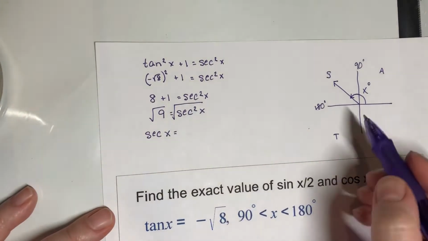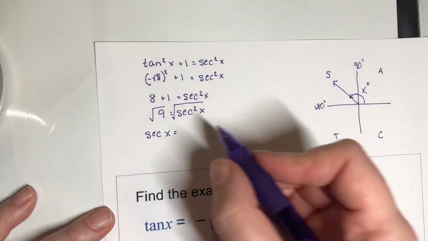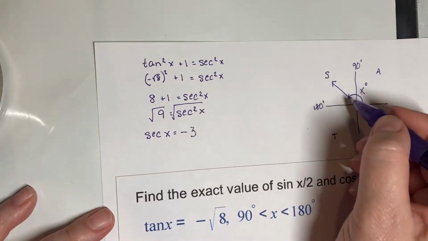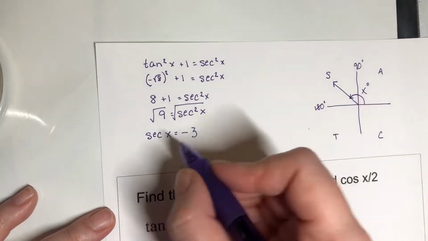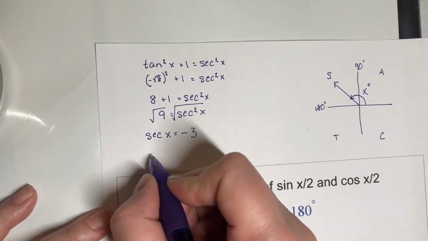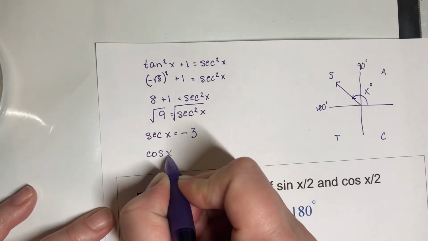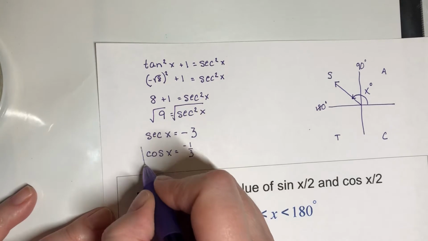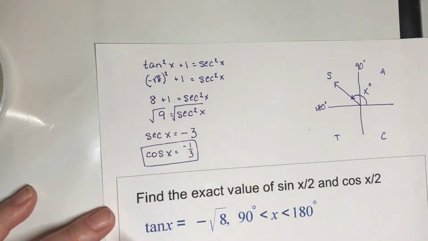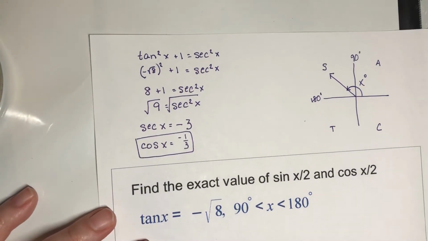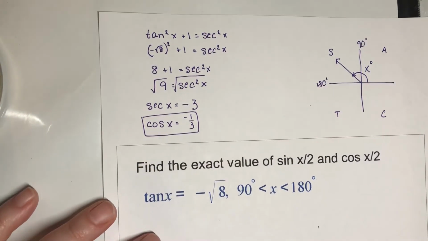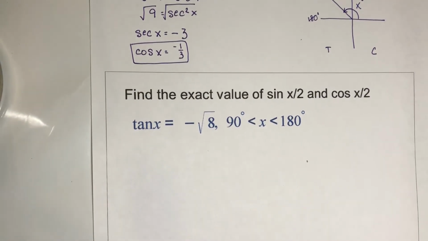But remember what we talked about, because we're here, cosine is negative. So we have a negative 3. So cosine and its reciprocal would be negative. But if secant of x is negative 3, we know that cosine of x will be its reciprocal, which is negative 1/3. So that's kind of an important thing to find. So we found our cosine of x. All right, so now that's kind of our important part that we need to find. And now we're going to actually find our half angle identities.